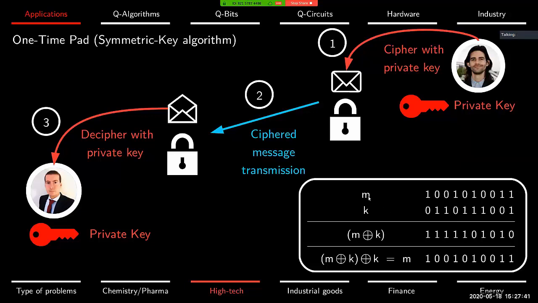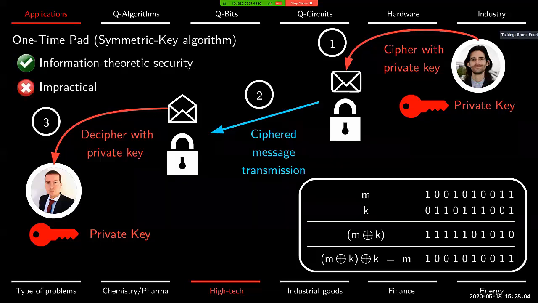So you have a message M, a key K. You are adding the key and the message modulo 2, and then you apply the key again, and you come back with the initial message. So this is what we call the one-time pad encryption. So this time it's information theoretic security.